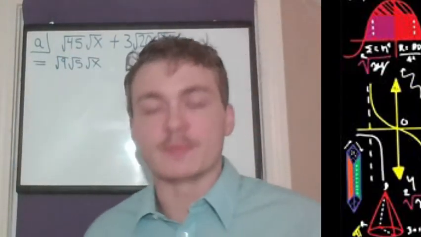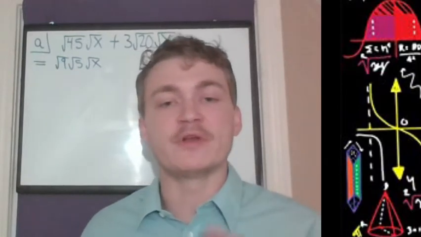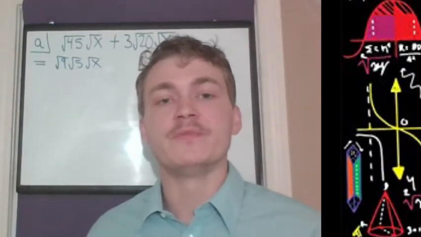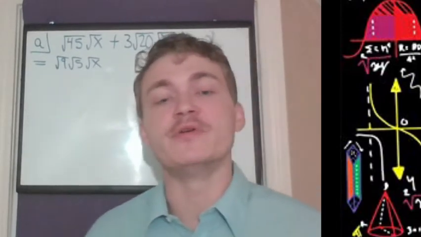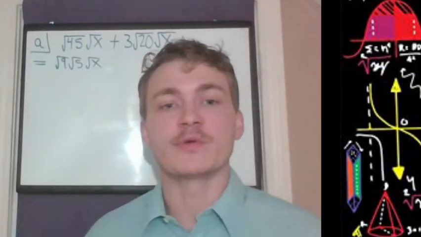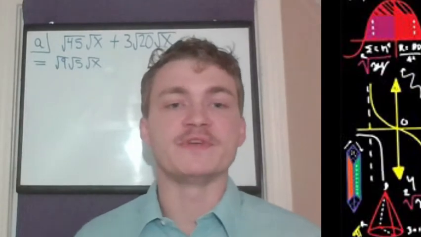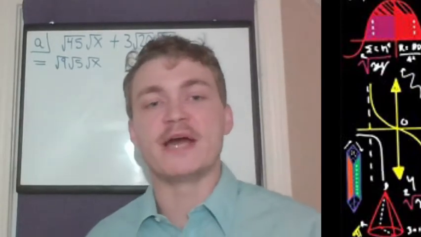45 can be rewritten as the product of 9 times 5, where 9 is a perfect square factor. Thus, using our product rule for radicals, the square root of 45 is the square root of 9 times the square root of 5. We evaluate the perfect square under the square root. Square root of 9 is 3.